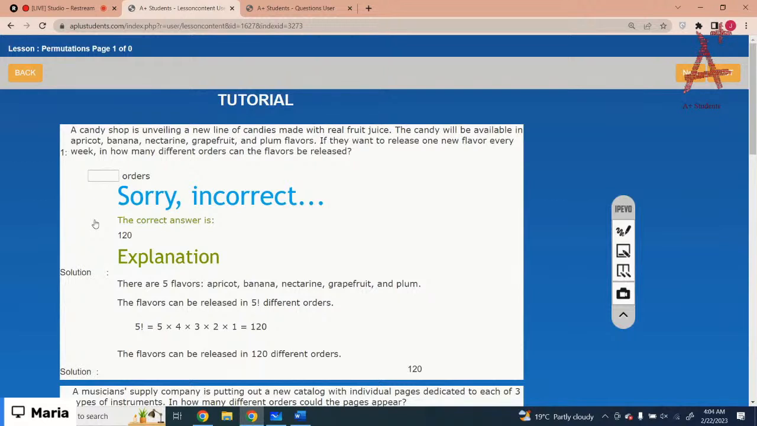Let's just start with the test questions. You can have a look at the tutorial one by yourself because they are already solved. So I'm going to start with the test questions.